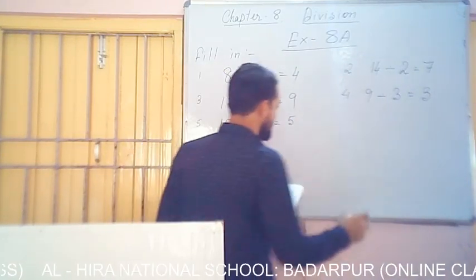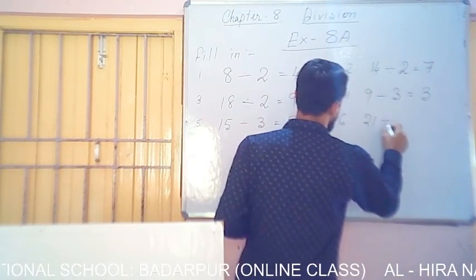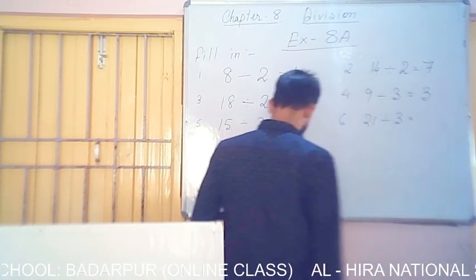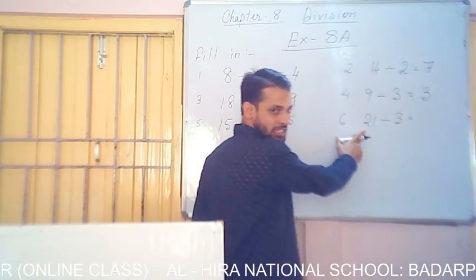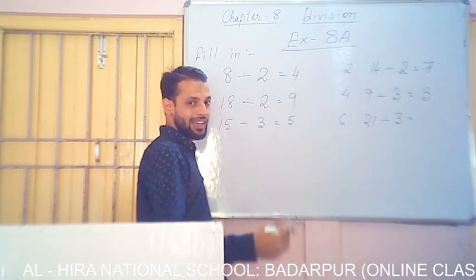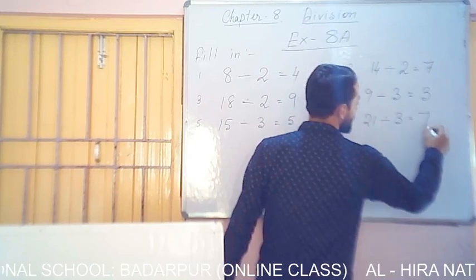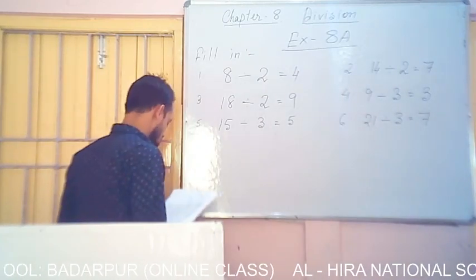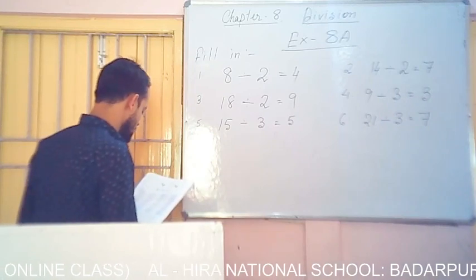So the next question is 21 divided by, again we have to divide 21 by which number? By 3. Here the dividend is 21 and the divisor is 3. So easily we will get, if we follow 3 multiplication table, 3 sevens are 21. Next question number 7.